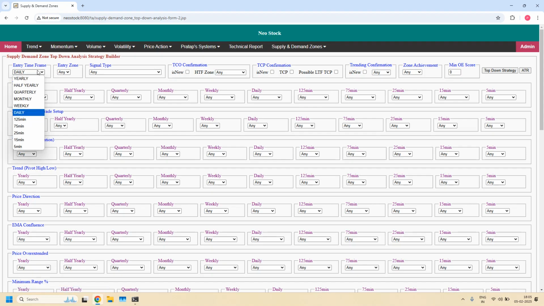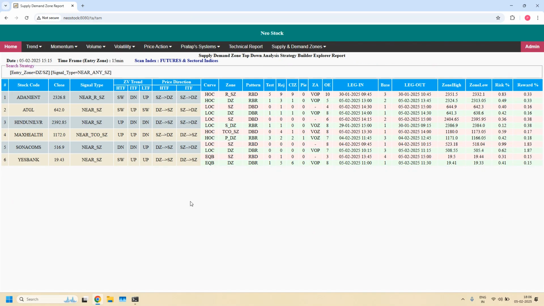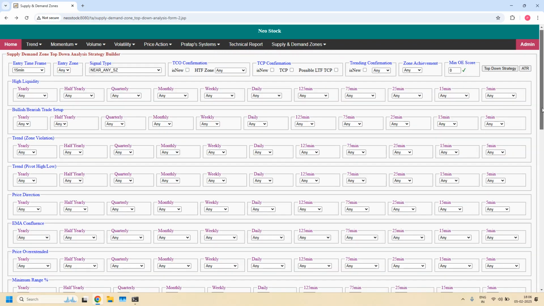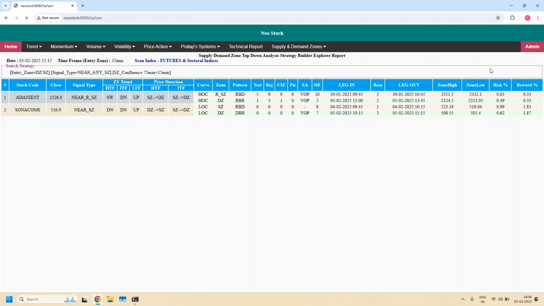Okay, next for 15 minutes time frame, stocks near 15 minutes supply zone, we got 6 stocks. So let's verify how many of these are having ITF supply zone Confluence. That is 15 minutes supply zone with 75 minutes supply zone Confluence. I am enabling the filter. With this filter, we got 2 stocks. So these 2 stocks, these 15 minute supply zones are overlapped with 75 minute supply zone. You can always see the search filter we used.